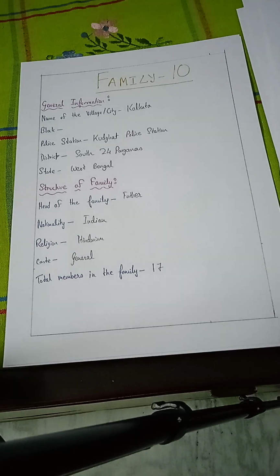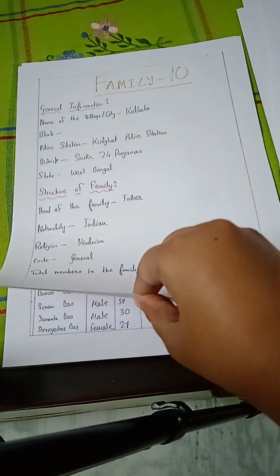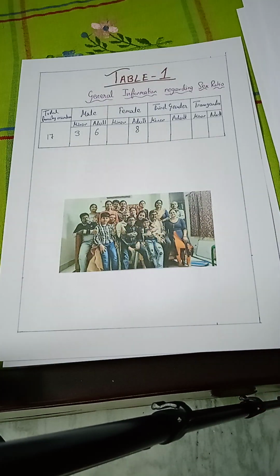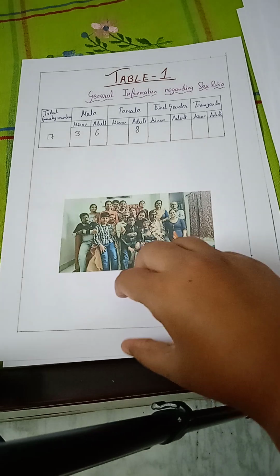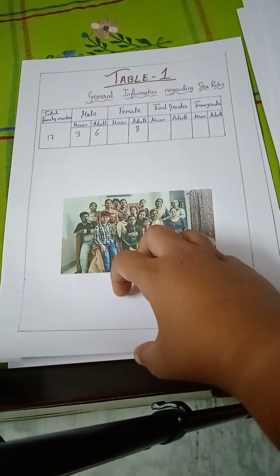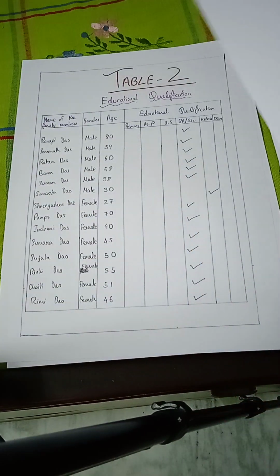The last family, that is family 10. Again the general information and structure of the family. Table 1 will be the general information regarding sex ratio. As you can see, the members here of the family is quite large because it's a joint family which I took.